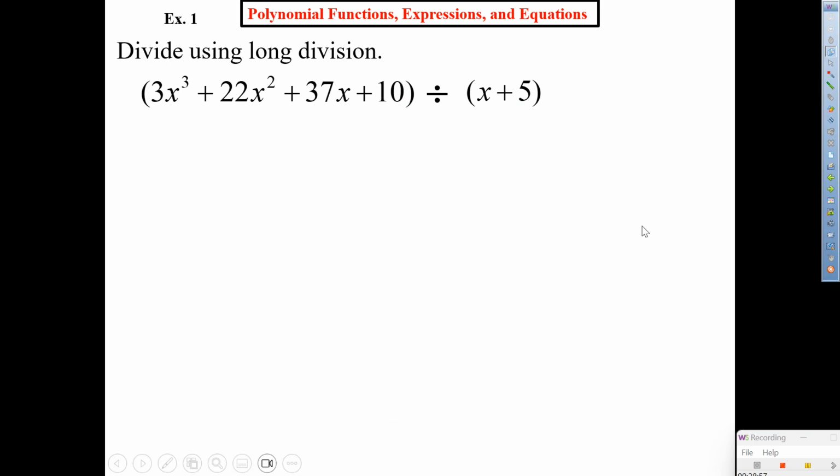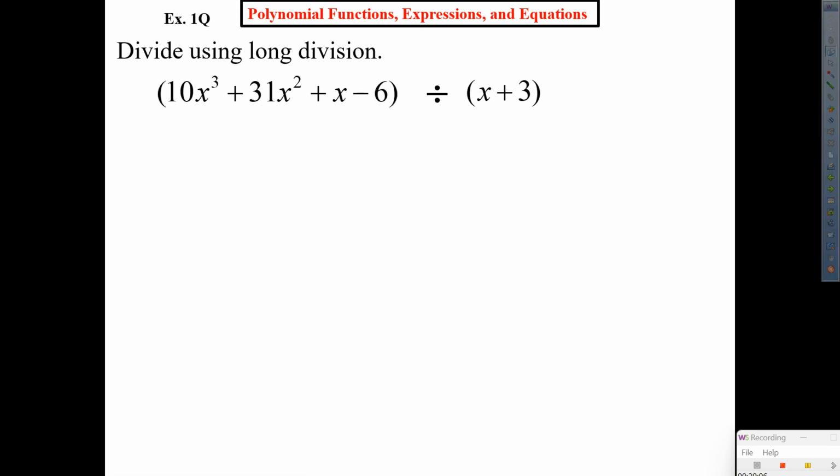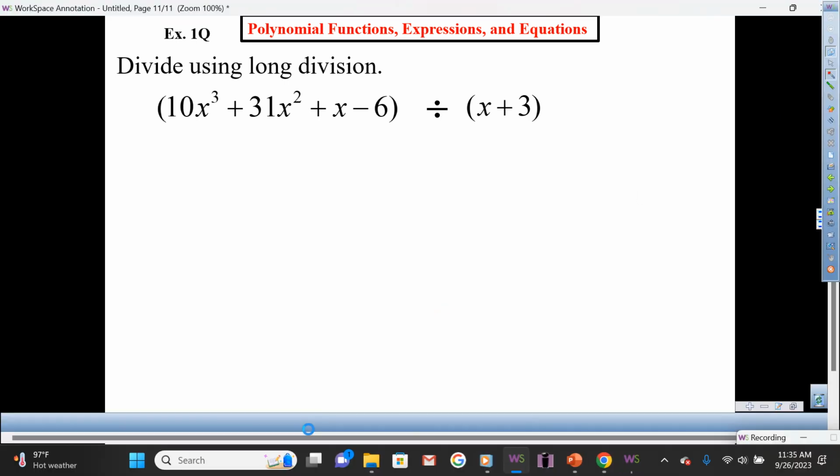Example number 1Q. And it reads 10x cubed plus 31x squared plus x minus 6, close parentheses, divided by x plus 3. All right. So let's do this one together. What is the very first thing I do? Brandon, Felix, first thing we do. Let's go. Standard form. So I want you to write it out.